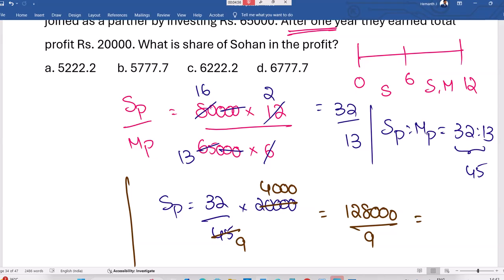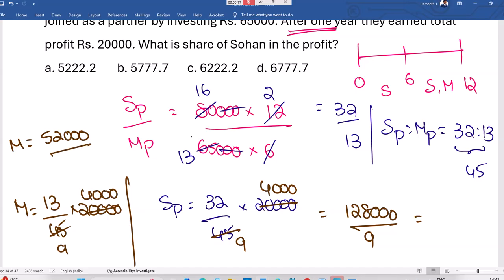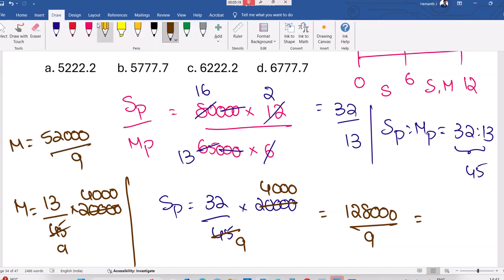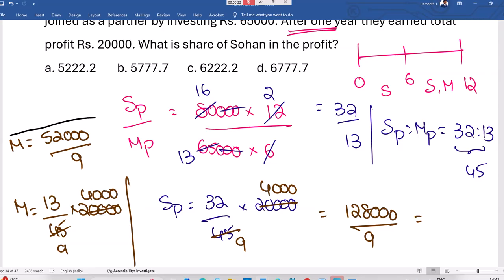As per the options I am sensing, it might be regarding Mohan. If it is Mohan, what will it be? 13 divided by 45 into 20,000, which is 52,000 divided by 9. In the exam, the question paper setters may also make some mistakes, but you act gently. If I leave this question, I get no marks. You don't get any marks if you leave this question. You have to solve it. Maybe that's what the mistake is.